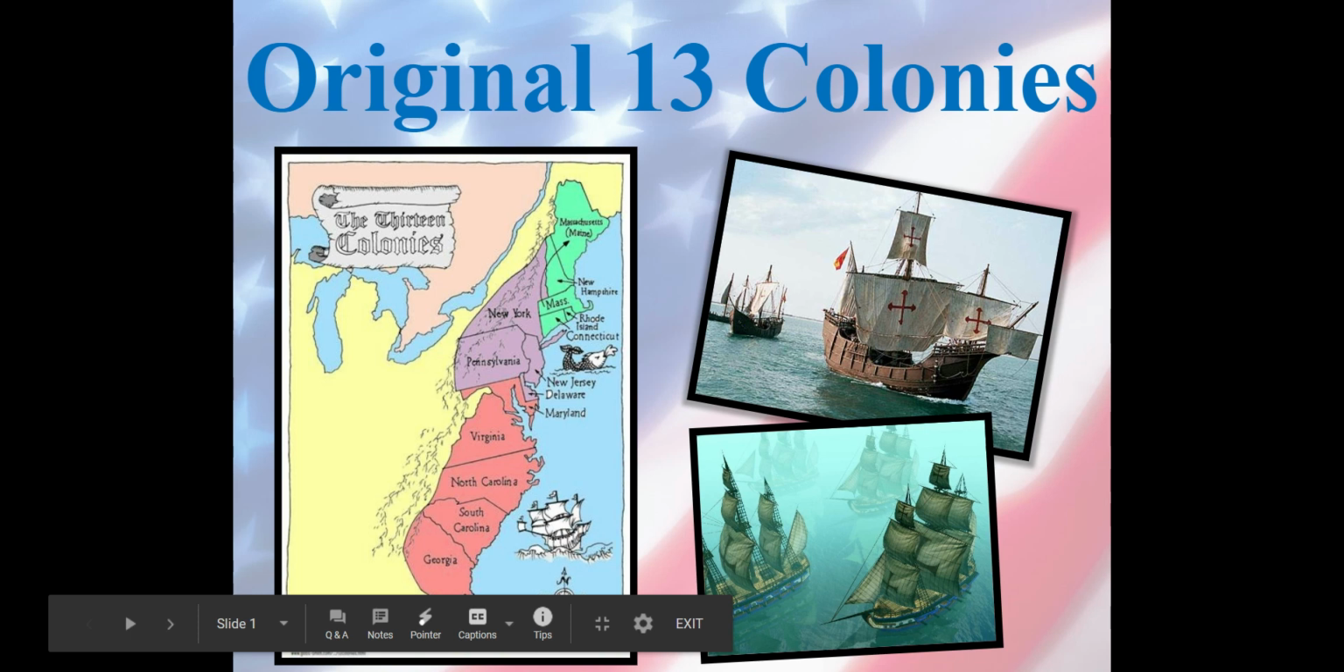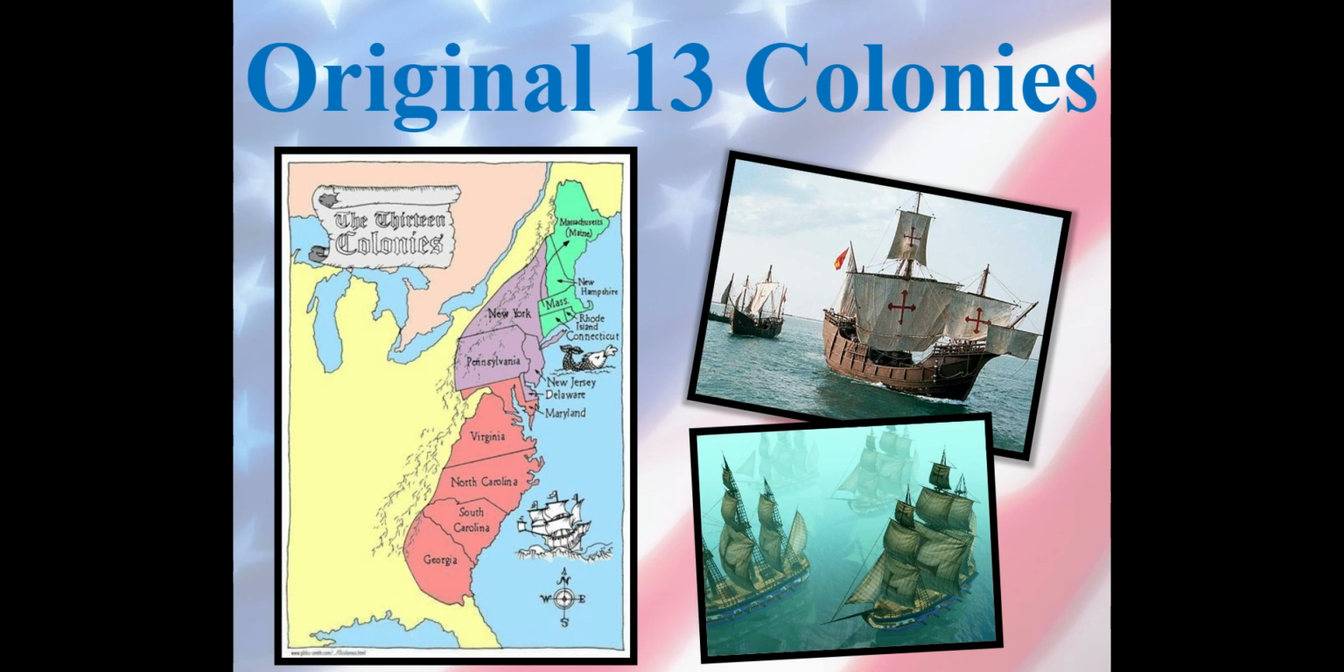Welcome back. I'm going to be doing the original 13 colonies today. Some of those 13 colonies were Georgia, South Carolina, North Carolina, Virginia, Maryland, Delaware, New Jersey, Pennsylvania, New York, Connecticut, Rhode Island, New Hampshire, and Massachusetts, Maine.